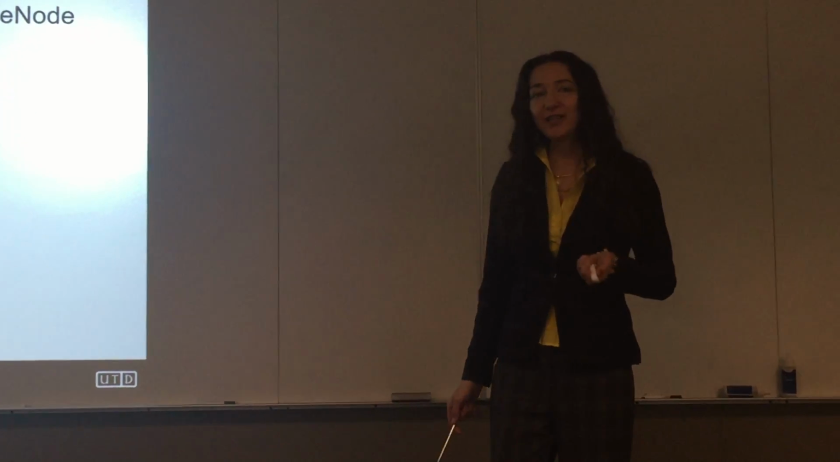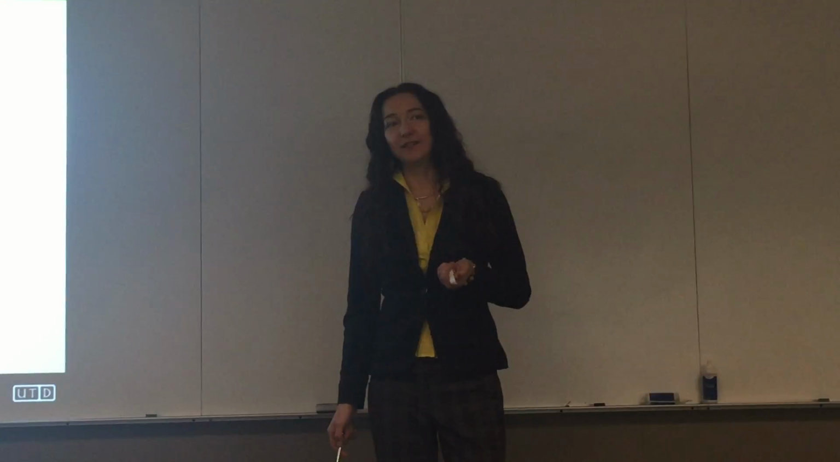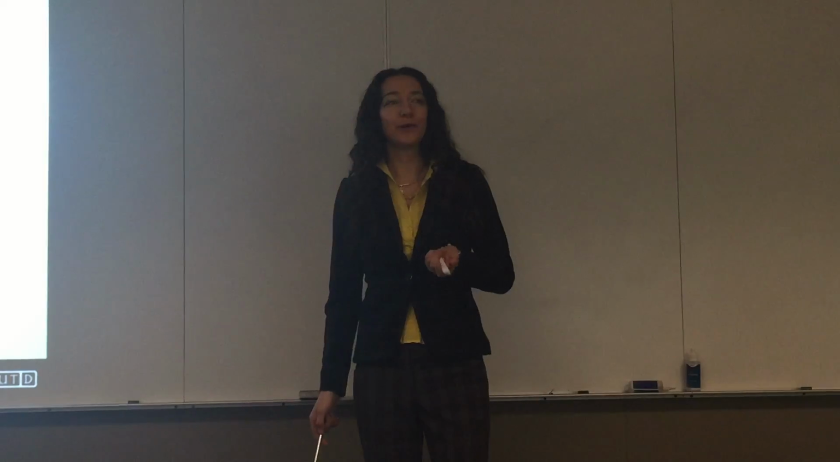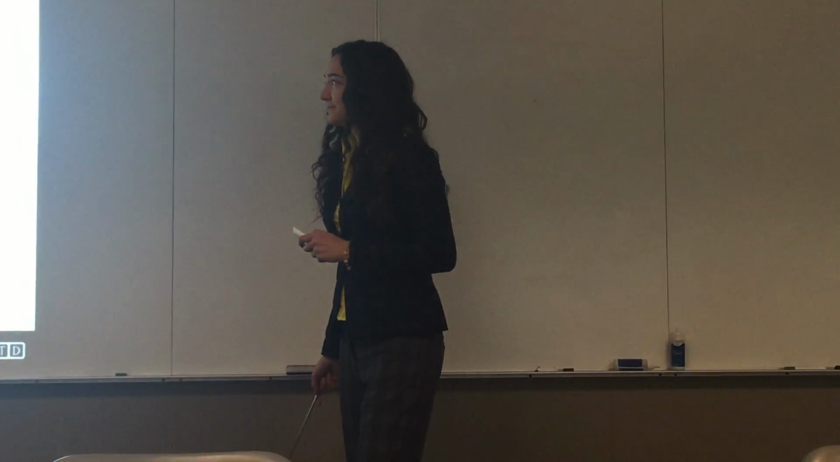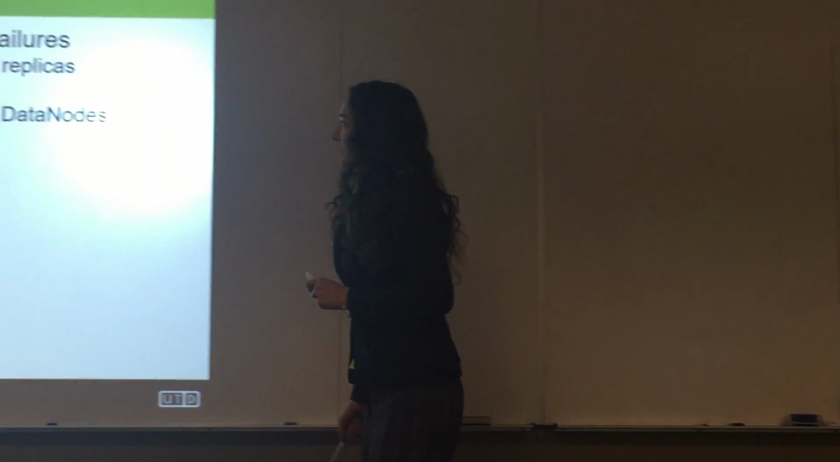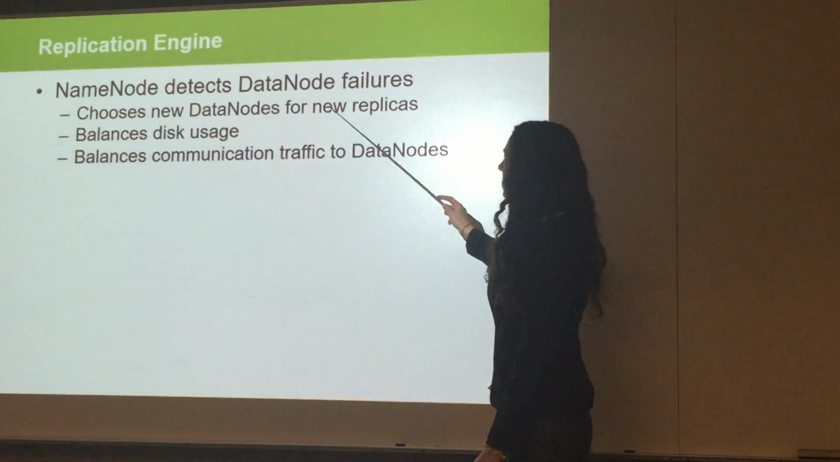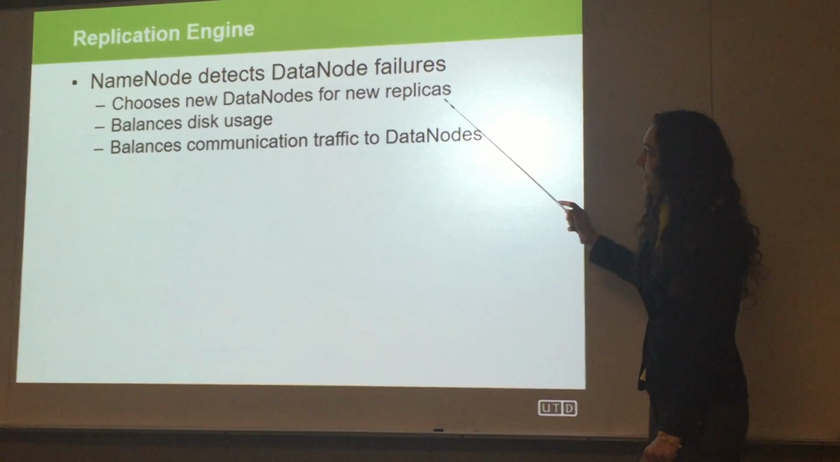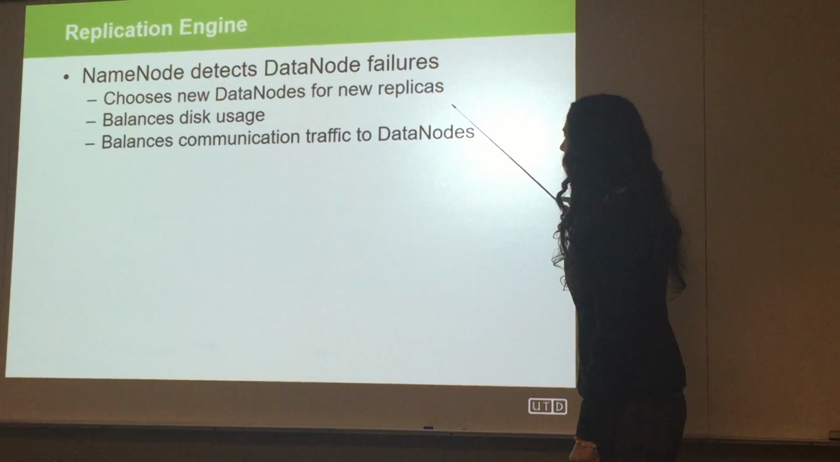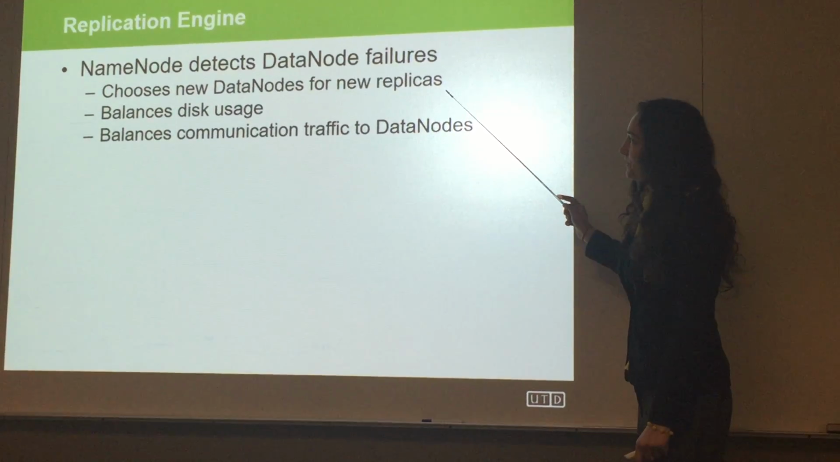If the DataNode fails, then the blocks that are in it are lost, and we will go and look for their copies on the remote racks. So the NameNode detects the DataNode failures because they no longer send their heartbeat signal, and chooses a new DataNode for the replicas.